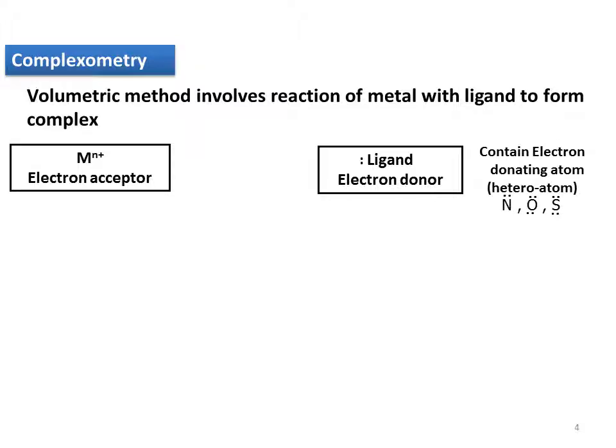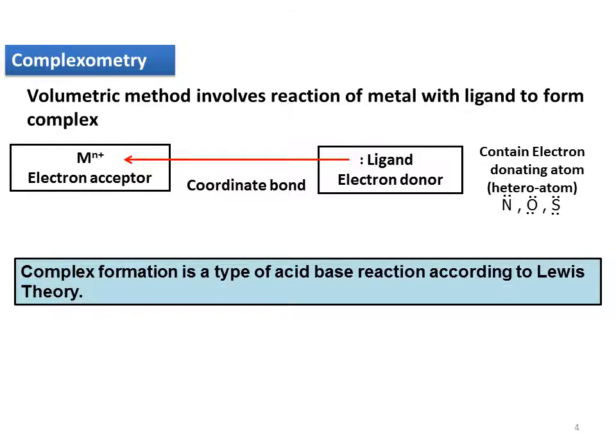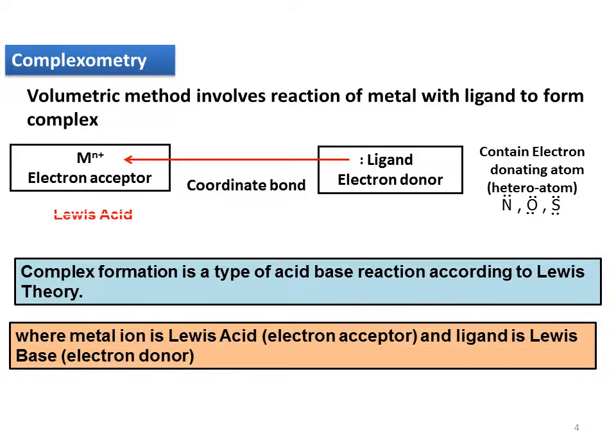The ligand should contain a donating atom, which donates the electron. They are called heteroatoms, such as nitrogen, oxygen, and sulfur, to form the coordinate bond between the ligand and the metal. So, complex formation is a type of acid-base reaction according to Lewis theory, where the metal ion is the Lewis acid, the electron acceptor, and the ligand is the Lewis base, which is the electron donor.